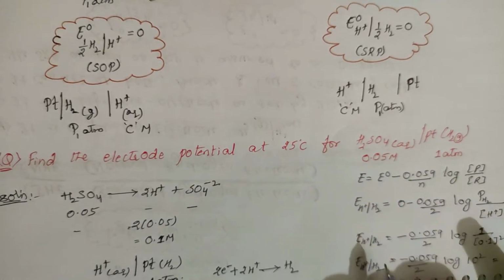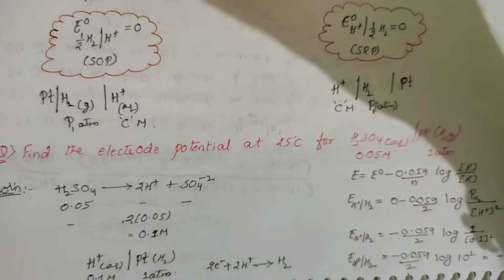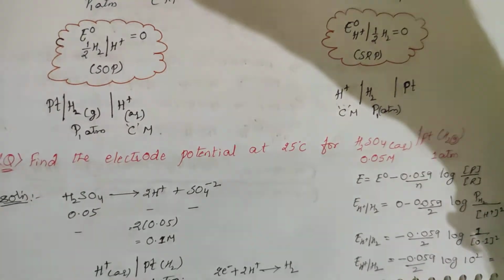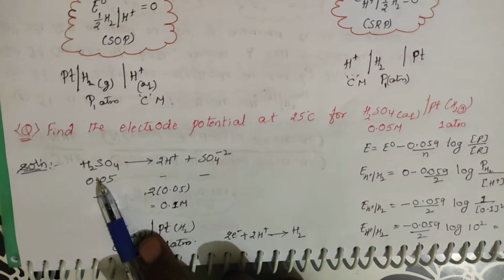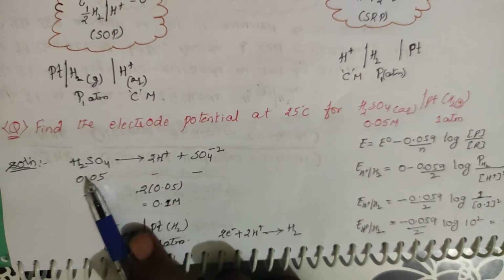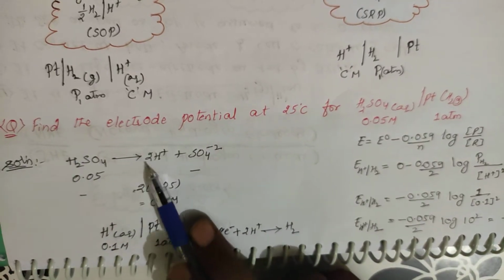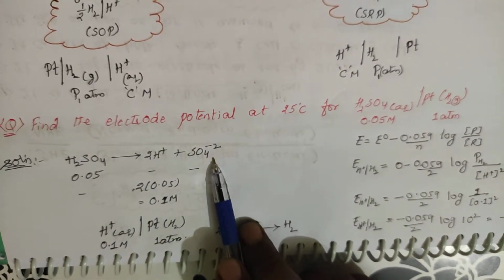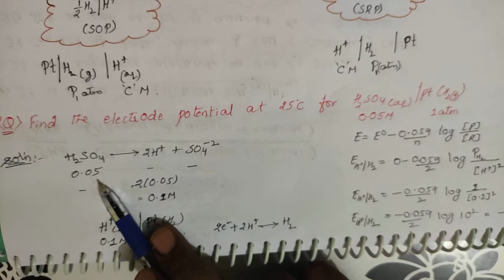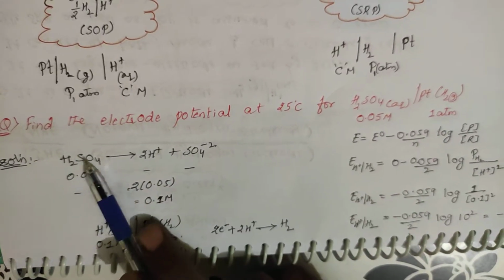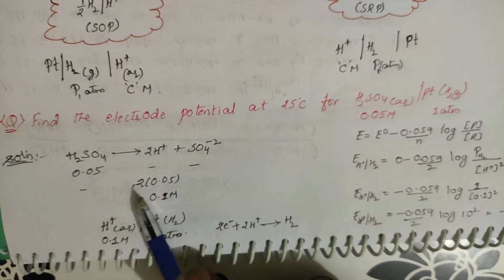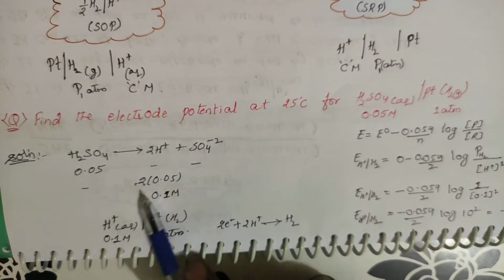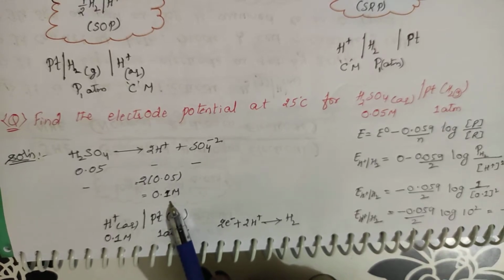See, in the previous case we have taken HCl. HCl means H plus and Cl minus, it dissociates. But we have taken H2SO4. What will be the concentration of the solution? H2SO4 is a strong acid, right? So it dissociates as 2H plus plus SO4 minus 2. You are taking the concentration as 0.05 initially. It gets completely dissociated, so H2SO4 becomes 0 and you will be getting 2 times 0.05. So the concentration of H plus is 0.1 molar.